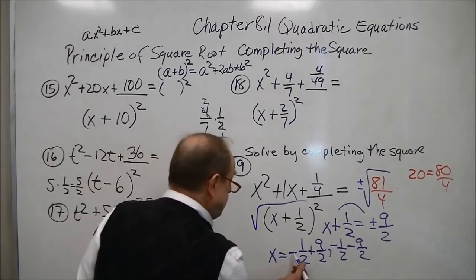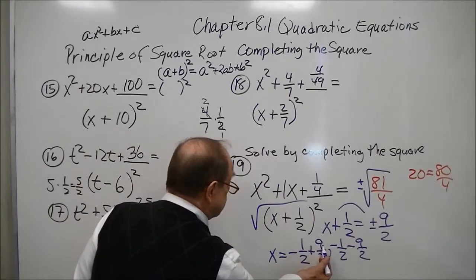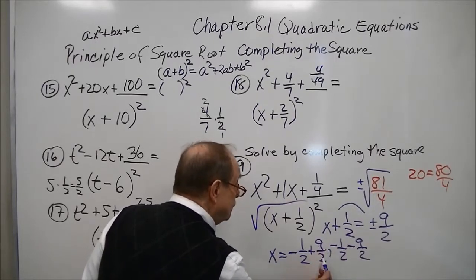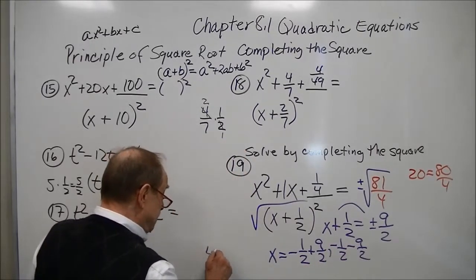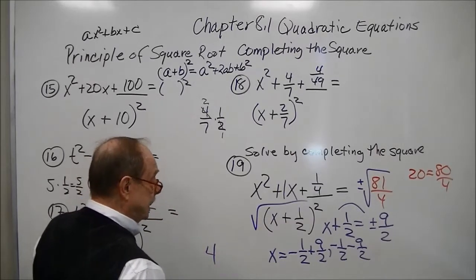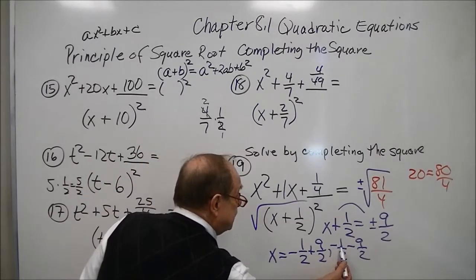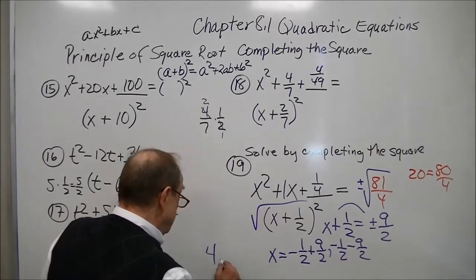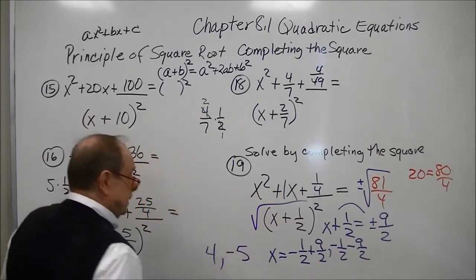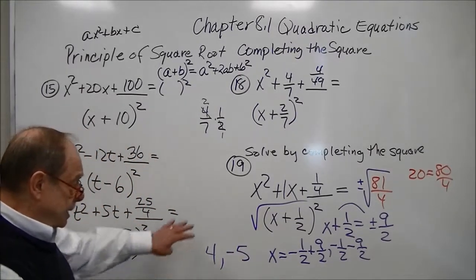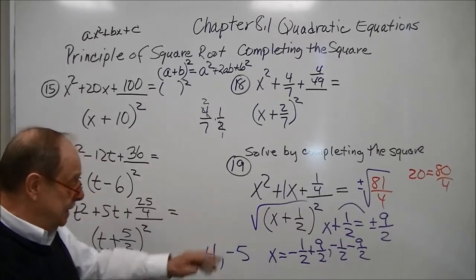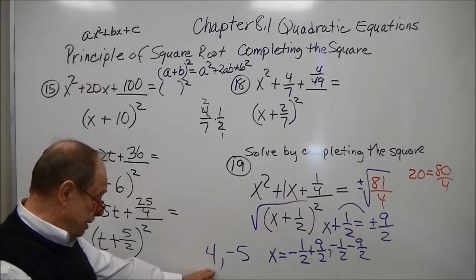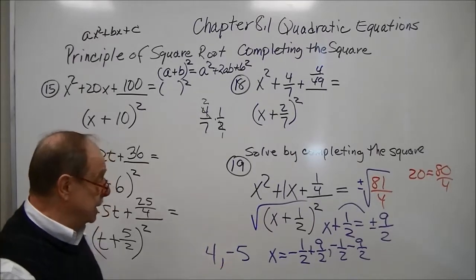So now I have a negative 1, positive 9. That's going to give me 8 over 2, which gives me one answer as a 4. This is a negative 1 and a negative 9 gives me a negative 10 over 2, which gives me a negative 5. They could have given us an easier one. This is a little challenging. But our answers are a 4 and a negative 5.